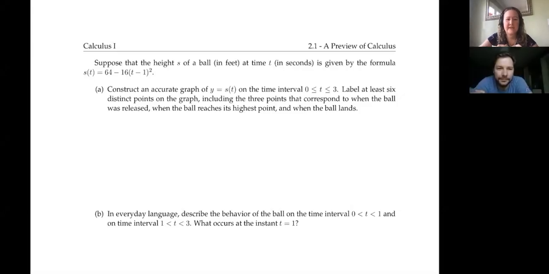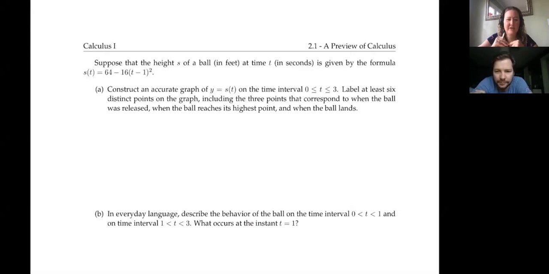In this problem, we're looking at the function of a ball that's been thrown in the air. So t represents the seconds and s represents the height in feet of the ball's position. The function we're considering is s of t equals 64 minus 16 times the quantity t minus 1 squared. Part A wants us to construct a graph of this function on a small time interval.